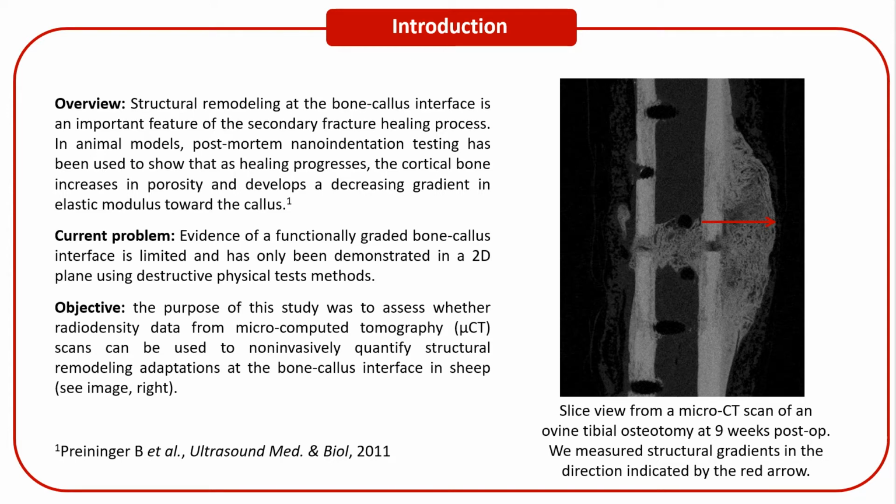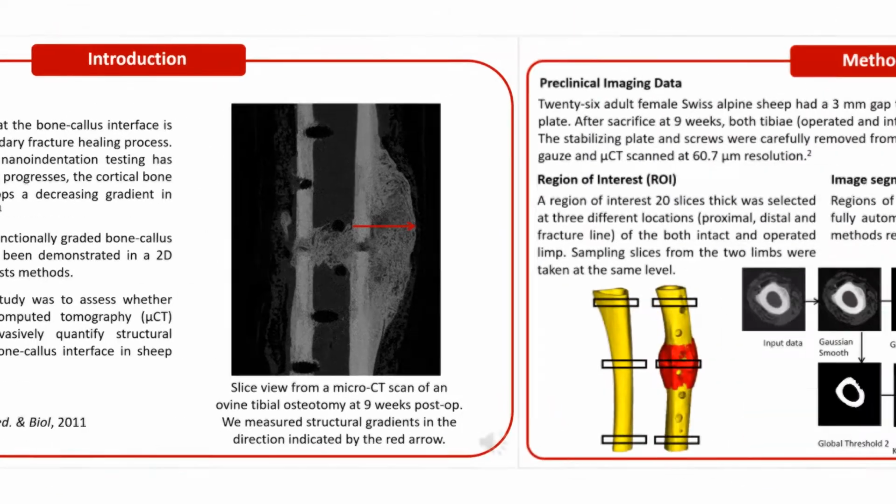Nanoindentation technology was used in a previous study to investigate the spatial and temporal mapping of bone structure. The cortical bone increases in porosity and develops a decreasing gradient of elastic modulus toward the callus. The purpose of this study was to assess whether radiodensity data from micro-CT scans can be used to non-invasively quantify structural remodeling adaptations at the bone-callus interface in sheep.